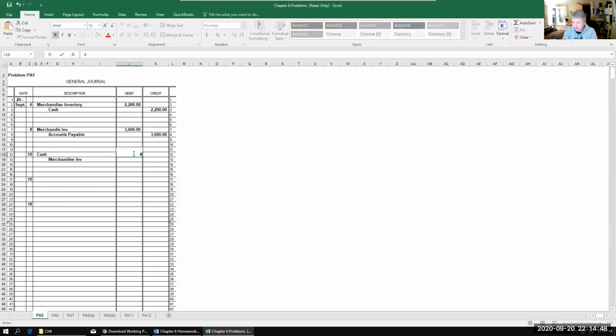So it's $400. And then for the second part of this transaction, it's going to be similar to the flip we just did, but in this case we didn't send them back. We're going to reduce the amount of merchandise inventory, and we're going to reduce the amount of accounts payable. The accounts payable, pretty obvious, right? Because they gave us this allowance.